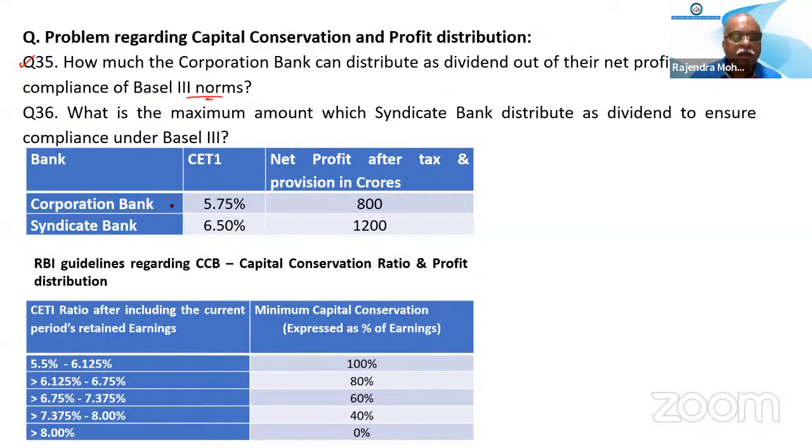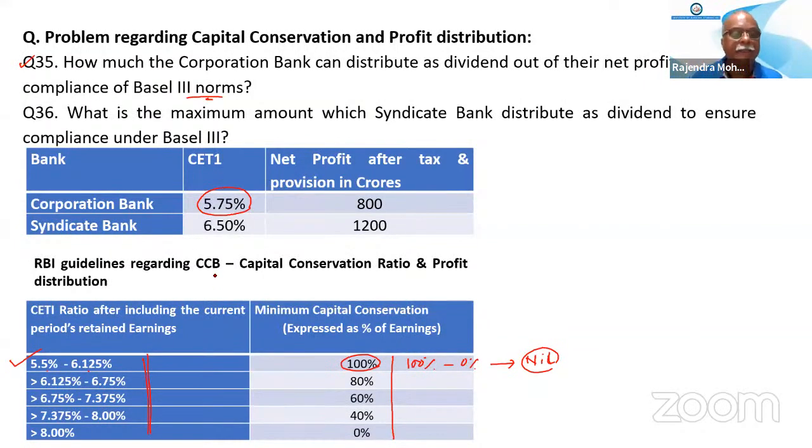As per the Basel III norms, if the banks are having this type of CET1, according to that, these are the conservation percentages they have to make out of the profit. Conservation means they have to keep that amount, and the rest they can distribute. Corporation Bank has got a CET1 ratio of 5.75. So it falls under the category 5.5 to 6.125, so it is 100%. Means 100% has to be retained as profit, so 0% they can distribute. So for Corporation Bank, the answer will be that they cannot distribute anything, because 100% is the capital conservation. They cannot distribute anything as earnings because they fall under the 100% category.